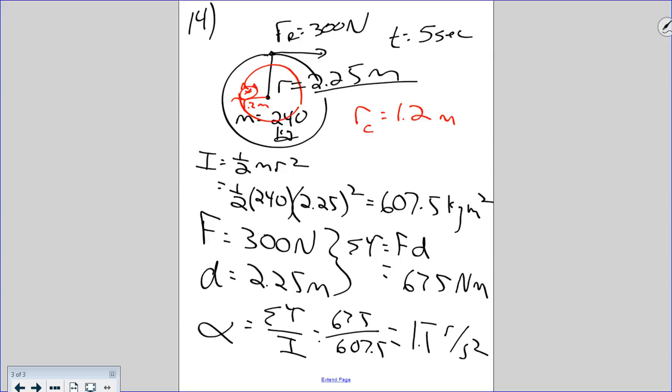All right, so now I know how quickly the merry-go-round is accelerating angularly. All right. What are we trying to find? The final velocity of the cat. So, good. So the cat and the merry-go-round have all the same angular quantities, right? But different radii. Okay? So, where do you want to go from here?